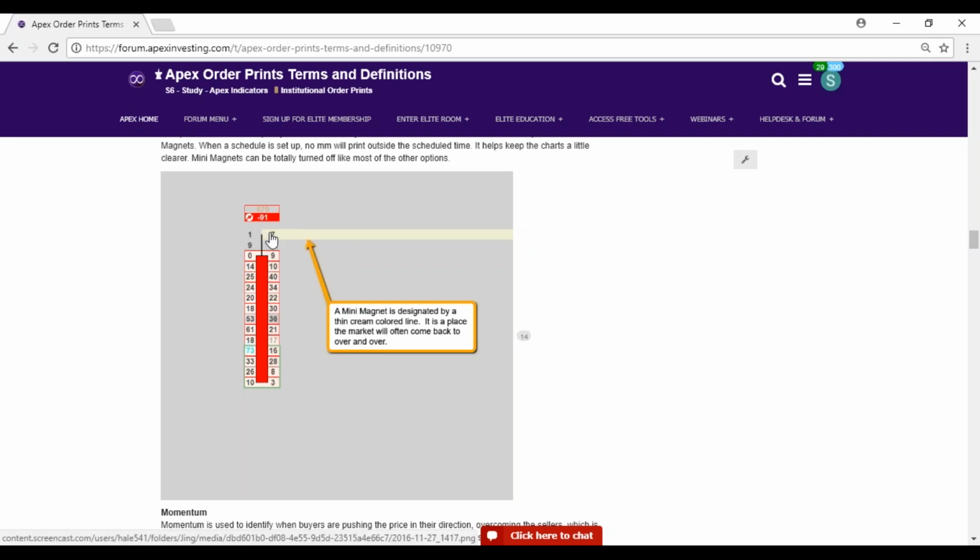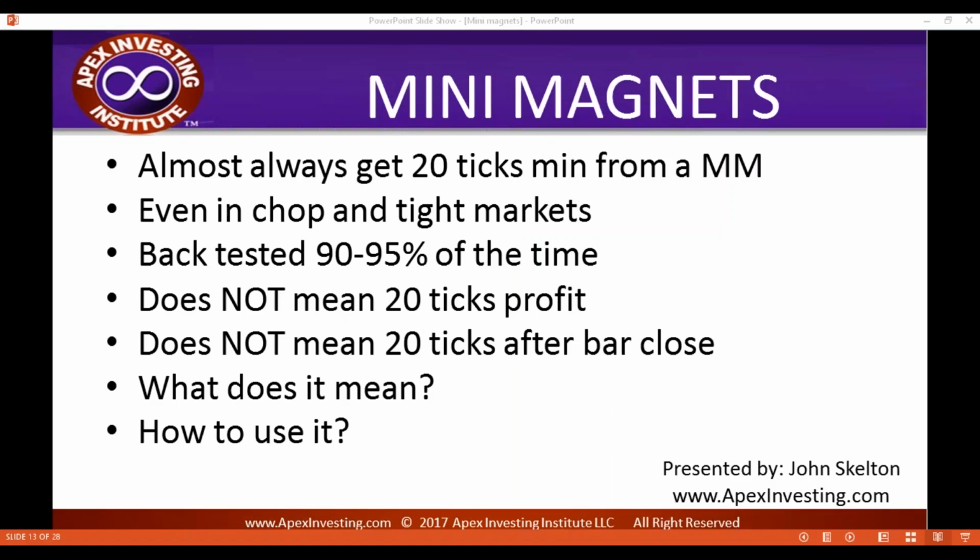But you can pretty much count on 90% of the time it will go at least 20 ticks. Well, what's the point of that? I mean, once the bar closes, you're already 15, 18, sometimes ticks into it. What's the point of knowing that? How do I trade that? Well, that's not a trade setup, but it's helpful to know, and here's why.